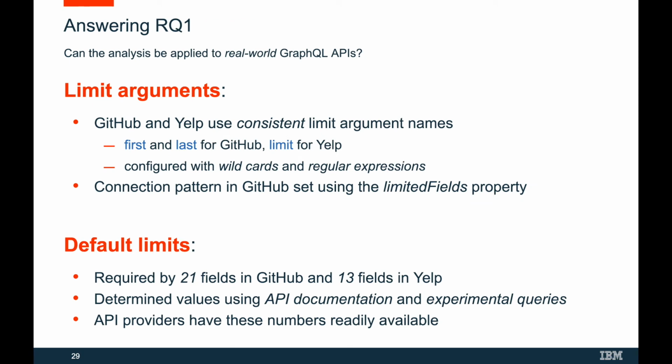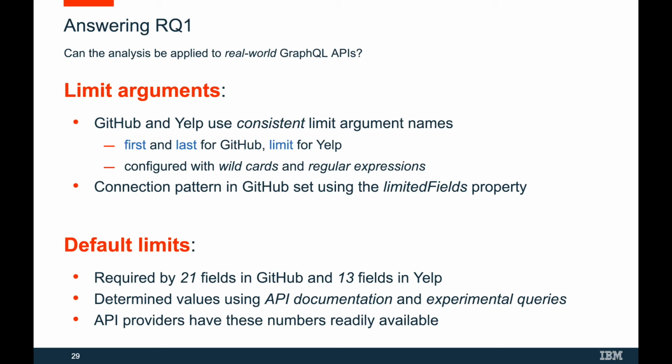The first research question is, can the analysis be applied to real-world GraphQL APIs? Because our analysis is static, we did not need to integrate it into the GitHub or Yelp backends. We only needed to provide a configuration. We found configuring the limit arguments in the GitHub and Yelp APIs straightforward. Both APIs use consistent names that can be configured using wildcards and regular expressions concisely. In addition, GitHub uses the connections pattern, which we configured using limited fields.